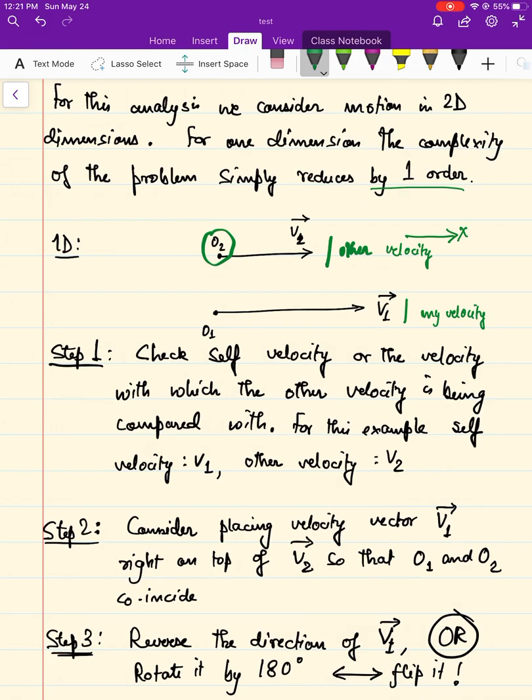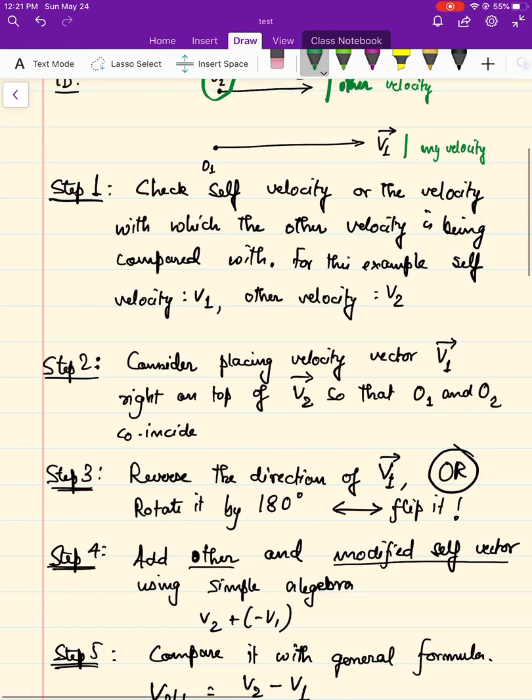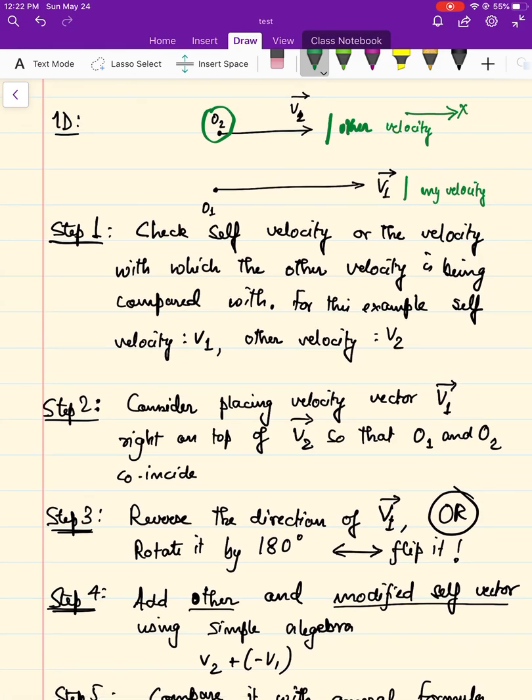So let's say v1 is a car which is moving at some particular v1 meters per second, v2 is moving at some v2 meters per second, and I want to calculate what is the relative velocity of v2 with respect to v1. So I have given some steps which might facilitate you to go through the analysis stepwise. So first, check the self velocity, or the velocity which you have, which is also known as the base velocity, or the velocity with which the other velocity is being compared. So that means that I'm interested in figuring out what is the other velocity with respect to my velocity.